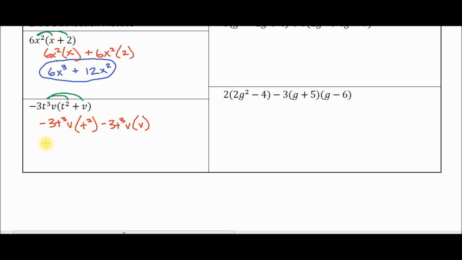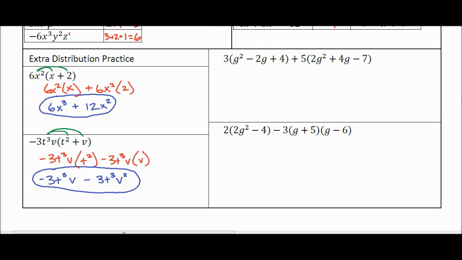The negative 3 has nothing to combine with it. T cubed and t squared, that's 3 t's times 2 more t's. That means we have 5 t's. And the v has nothing to go with it. Minus, okay, the 3 also has nothing to combine with it. T cubed has nothing to combine with it. V times v is v squared. So hopefully you're getting the hang of this. Doesn't matter how crazy our exponents are, you just follow the same rules of distribution.